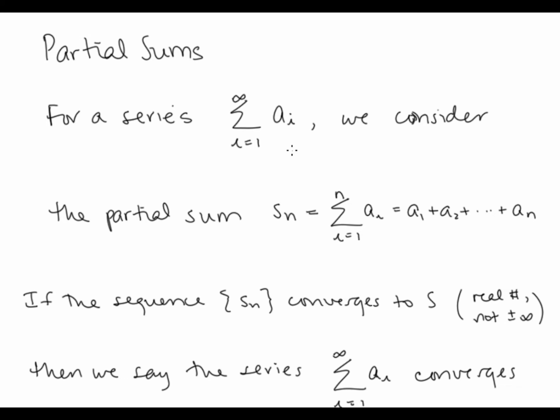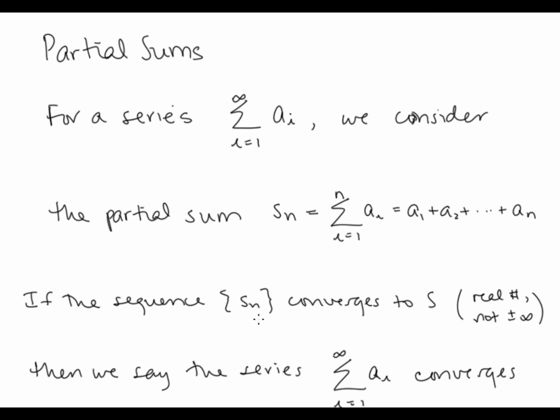So for the series a sub i here, i going from 1 to infinity, we consider the nth partial sum s sub n. So notice this is an infinite series, but we're going to take some finite partial sums here. Here, i is only going from 1 to n. This is just a1 plus a2, only up to an.